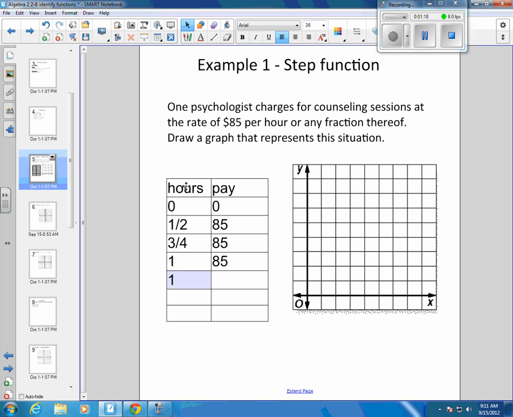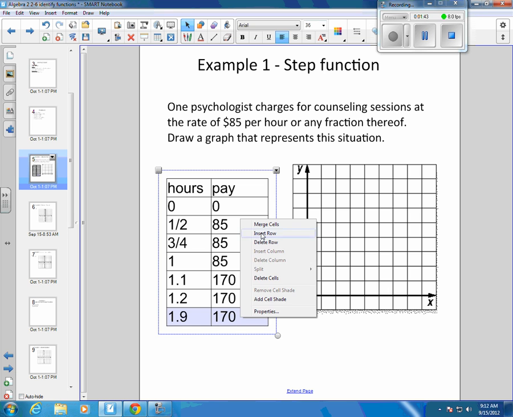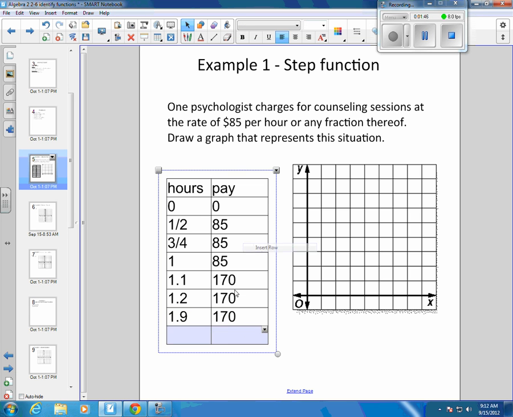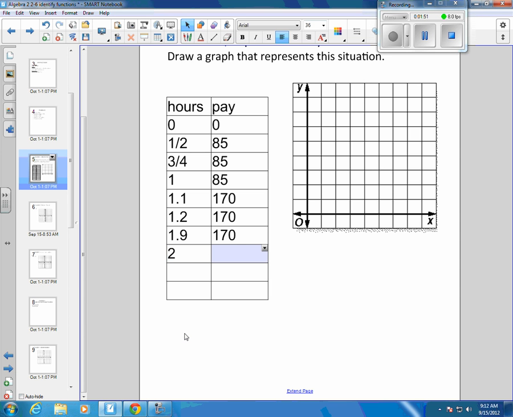For 1.1 hours, we're going to pay, well, 85 plus 85 is $170. If you pay 1.2 hours, it's still 170. If you go 1.9 hours, it's still 170. Let's add a row here. Okay? But as soon as you get 2 hours, we're now going to pay that next fee again. So, nope, 2 hours, it's still 170, sorry.